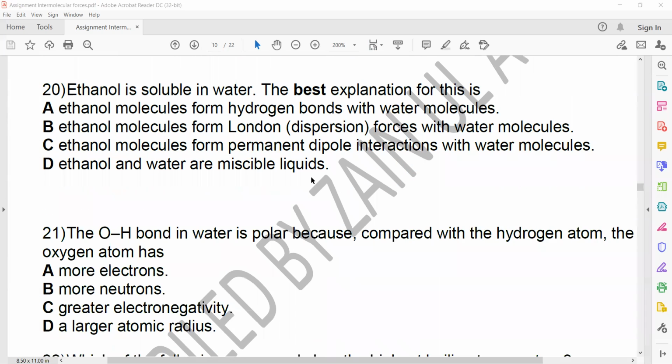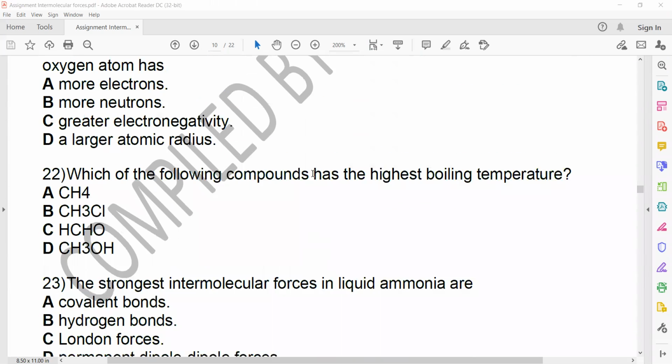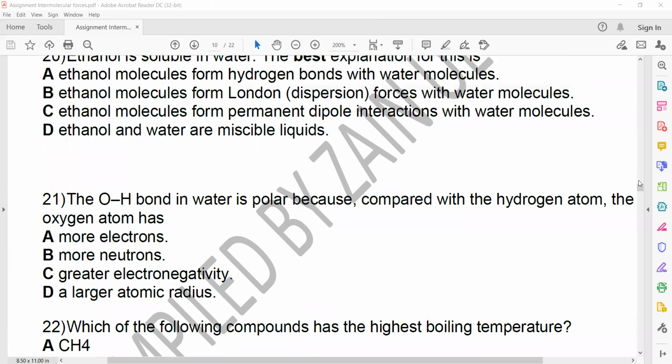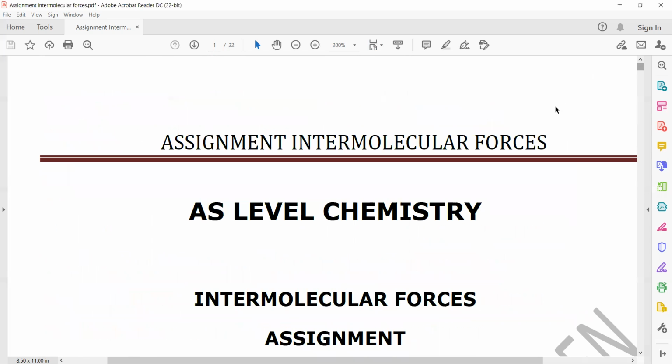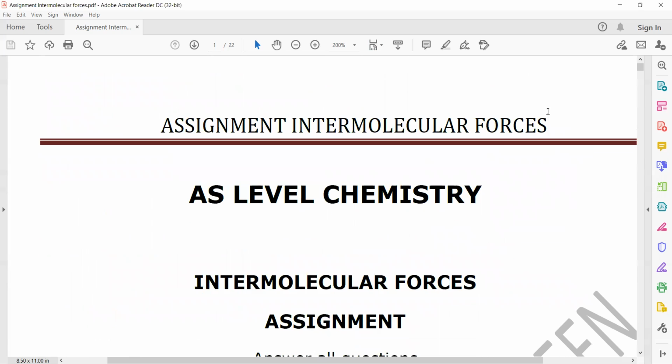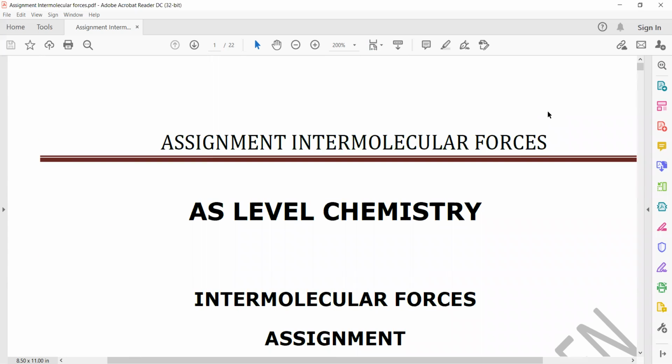So these are the first 20 questions we discussed from intermolecular forces. In the next session, we will discuss more questions from this assignment. Any question related to the class today? Any doubt or a question?